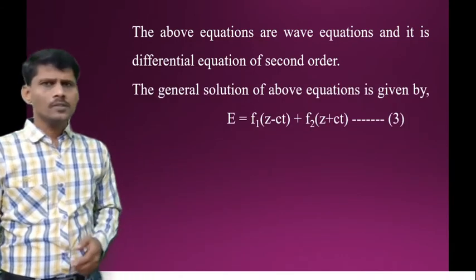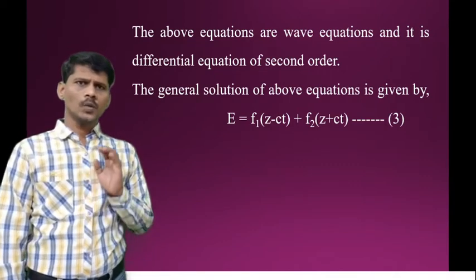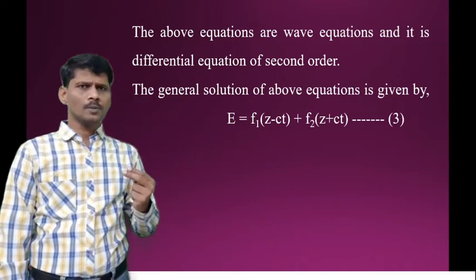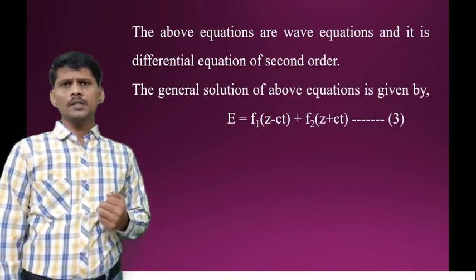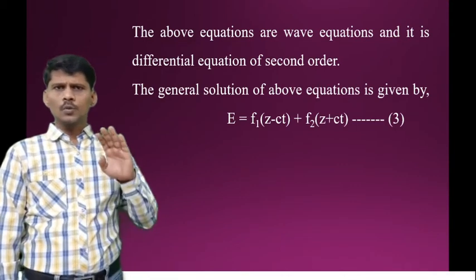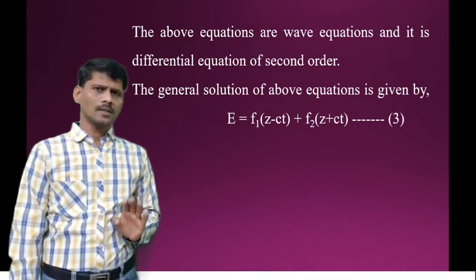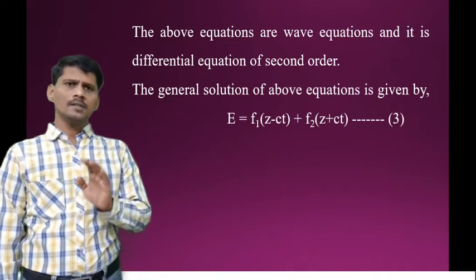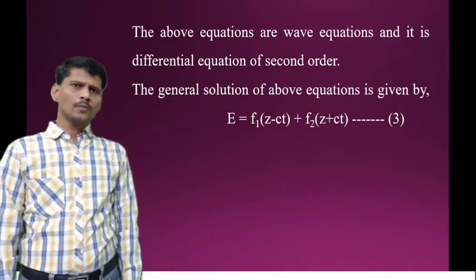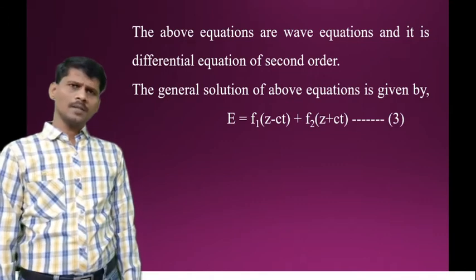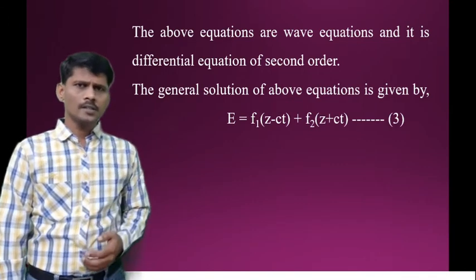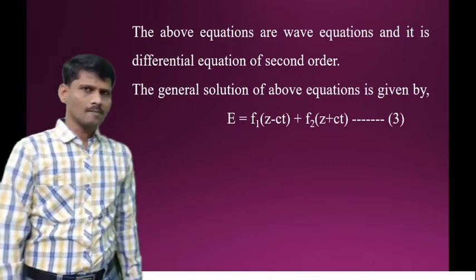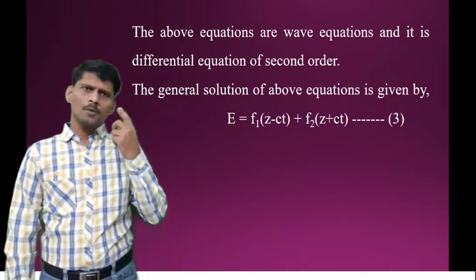What are the above equations? Four expressions. If the electric field intensity is propagating in the z direction, we get two expressions, and for the magnetic field intensity propagating in the z direction, we get another two. So totally four expressions, which are second order differential equations. The general solution of these equations is E bar equal to F1 of z minus Ct plus F2 of z plus Ct. Similarly, in the magnetic case, H is equal to F1 of z minus Ct plus F2 of z plus Ct. That is the general solution.